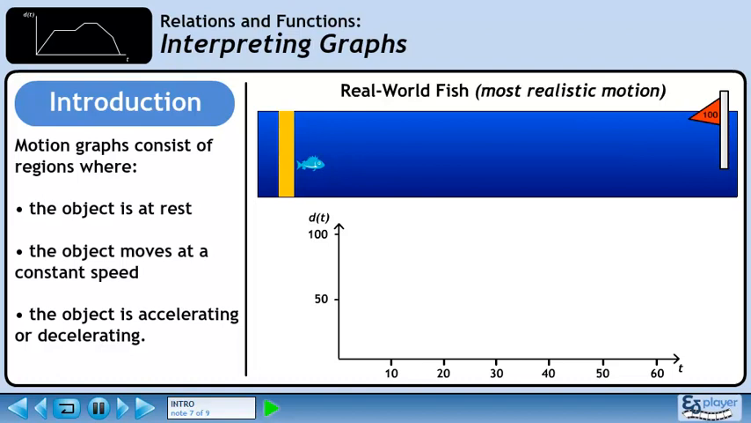The final racer is called Real World Fish. This fish can't teleport or reach speeds instantly. It has to accelerate and decelerate just like a real fish.